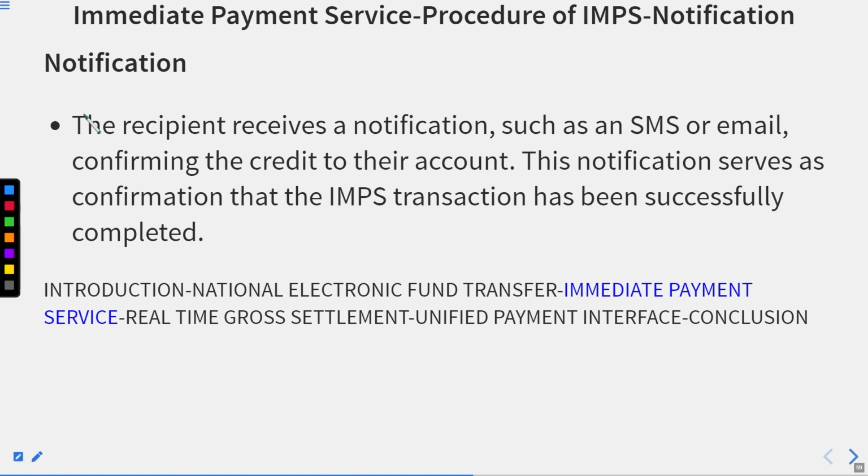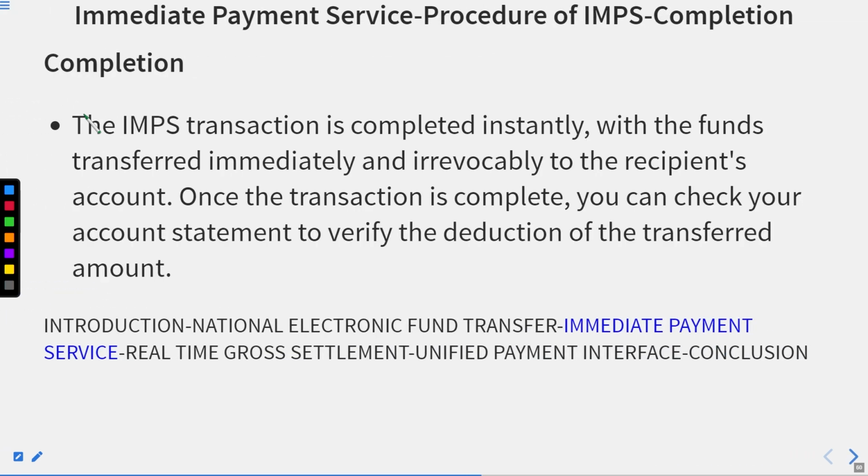Notification, same as for the sender: the recipient receives a notification such as an SMS or email confirming the credit to their account. This notification serves as a confirmation that the IMPS transaction has been successfully completed. The IMPS transaction is completed instantly, with the funds transferred immediately and irrevocably to the recipient's account. Once the transaction is complete, you can check your account statement to verify the deduction of the transferred amount or not.